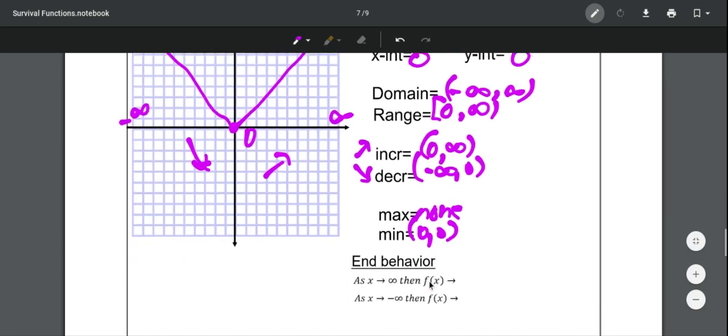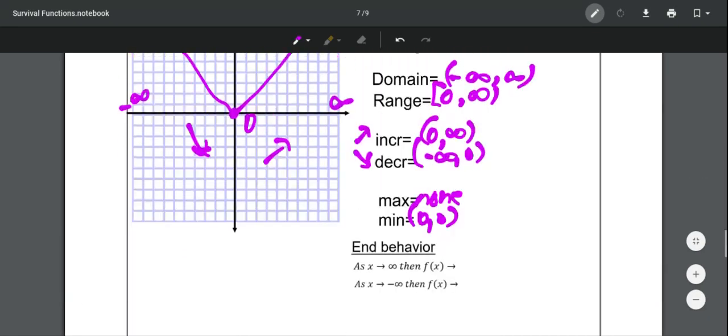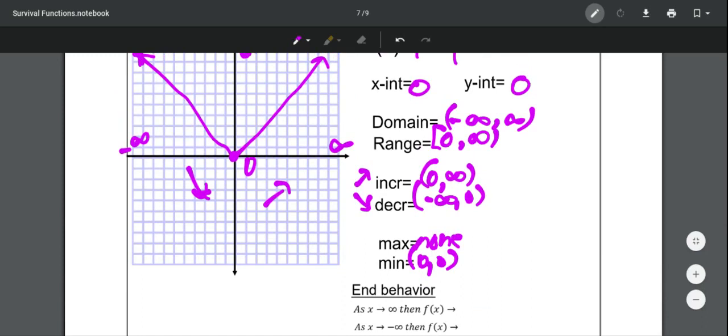And its end behavior, as x goes to infinity, y goes to infinity. And as x goes to negative infinity, y goes to positive infinity. I lied. So that's the survival functions.